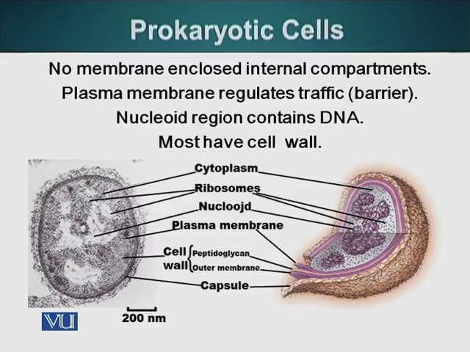The cell wall is important for maintaining the shape of the cell. Plasma membrane, as we saw, is fluid. It does not have a shape. It adapts to the shape of whatever compartment is containing it. So bacterial cells are very small. They're the smallest type of cells. They don't have any membrane-enclosed organelles.